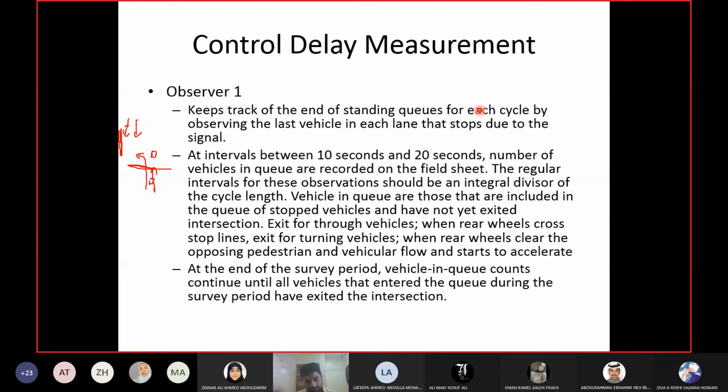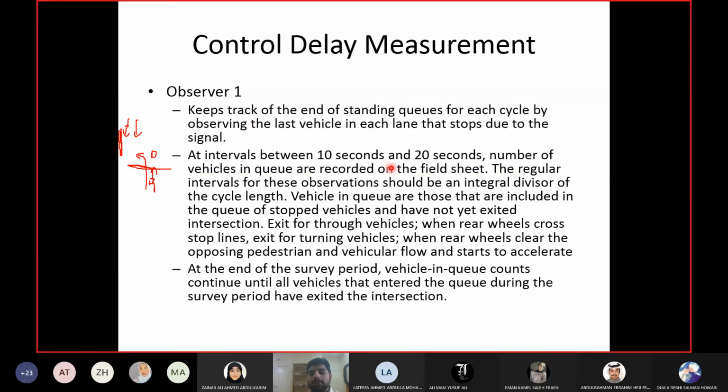But the concept is when the signal completes all the movements and comes back to the starting movement again, that is the completion of the cycle. So this is the definition of signal cycle. Let's say the time taken from one red phase to another red phase is 60 seconds. Now they are saying the interval given to the observer should be an integral divisor of 60.